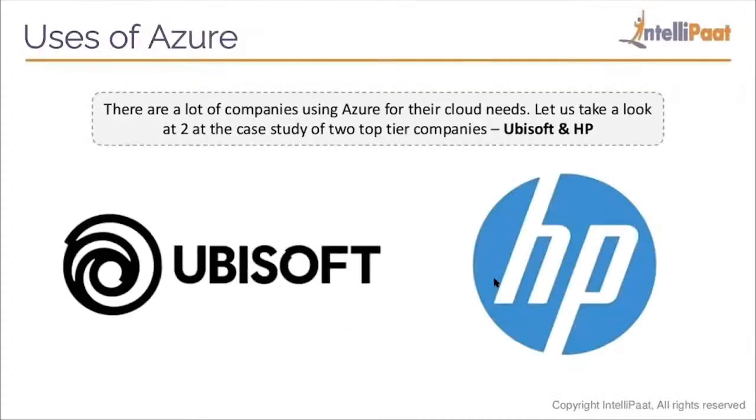Now, if we see uses of Azure, around 95% of the Fortune 500 companies are directly using Azure as their preferred cloud provider. Now, let us take a look at 2 case studies in which we will be learning how Azure works with two of the biggest companies in their sector, Ubisoft and Hewlett Packard.